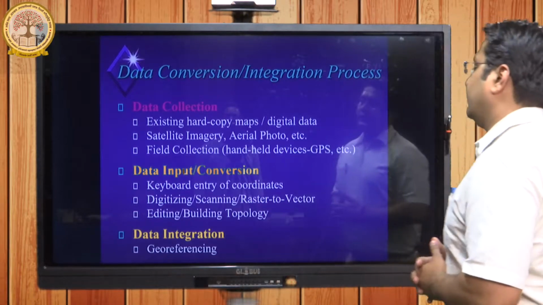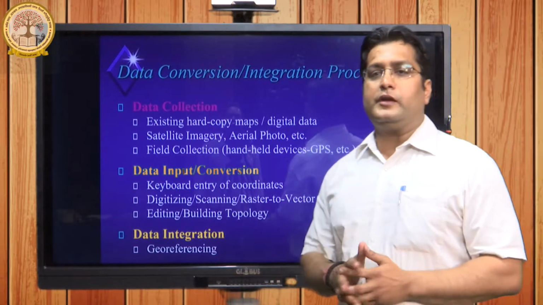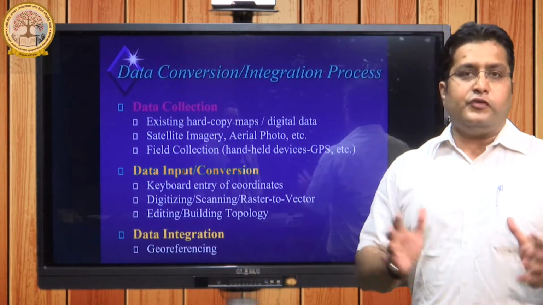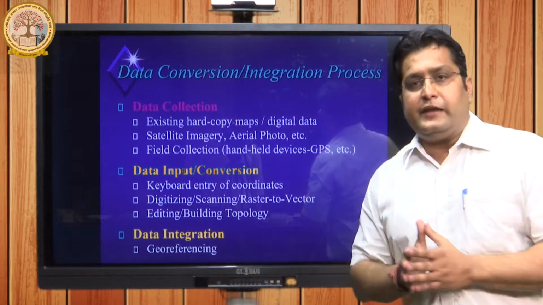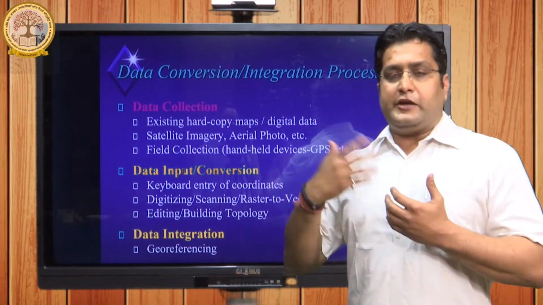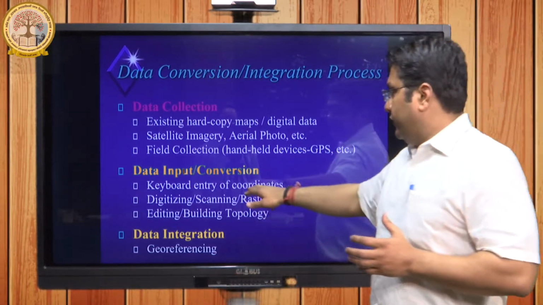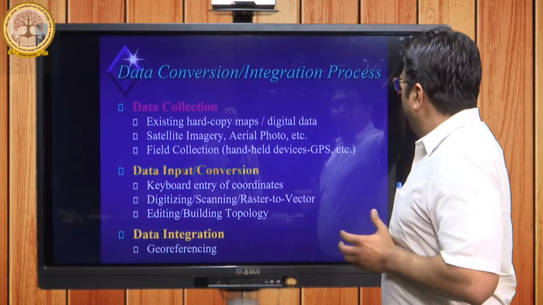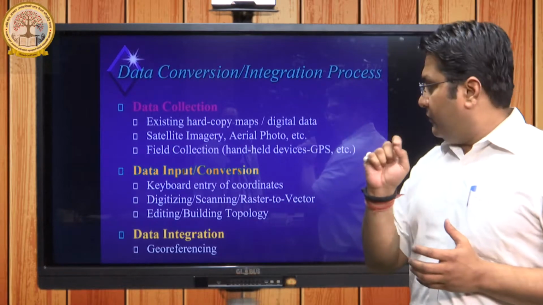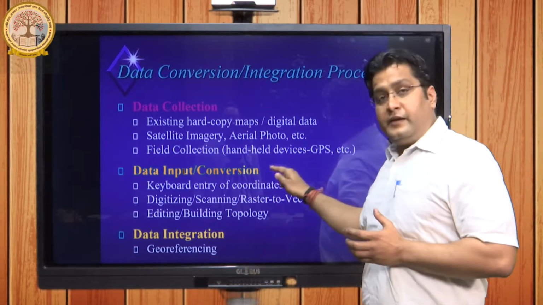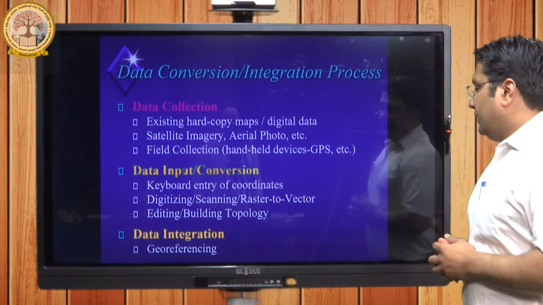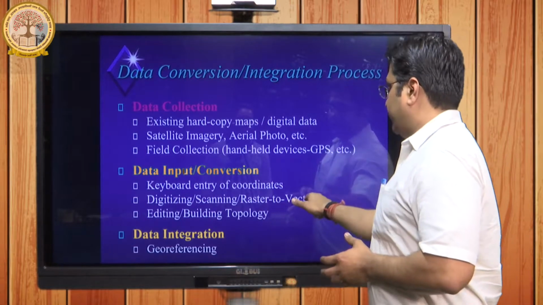So the first part is keyboard entry. Suppose we have some map and I want to produce some non-spatial data, and before producing any non-spatial or spatial data, how can we perform our activity? We have one method, that is keyboard entry. We identify the latitude and longitude of the existing map, and on the basis of that we can define its projection system as well as the coordinate system. And the second part is digitization, scanning, and raster to vector conversion.